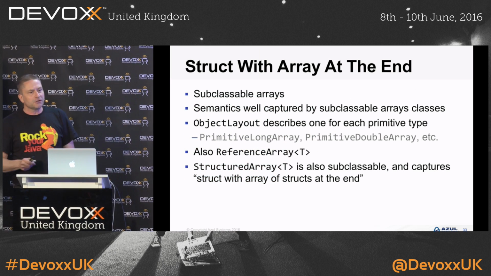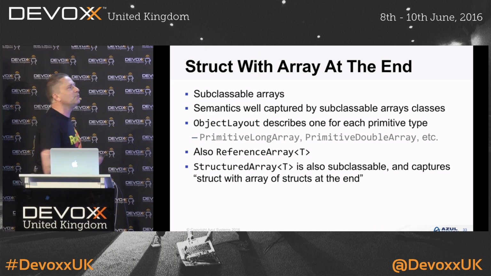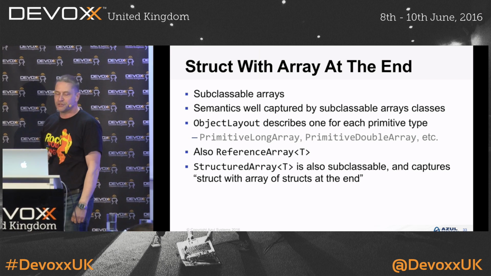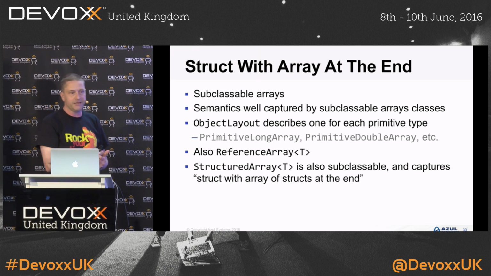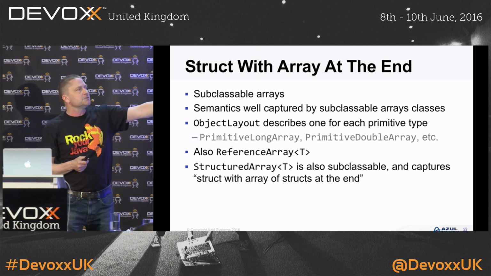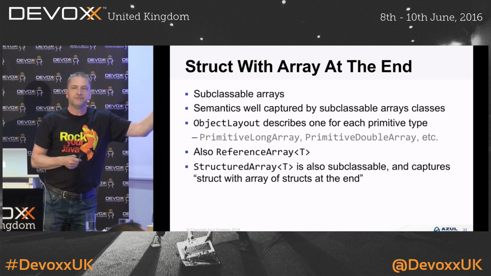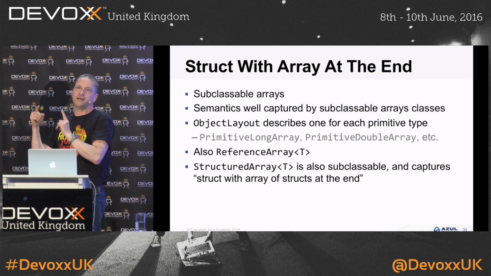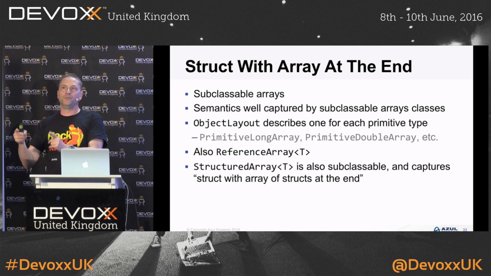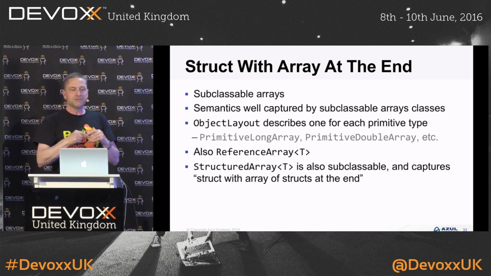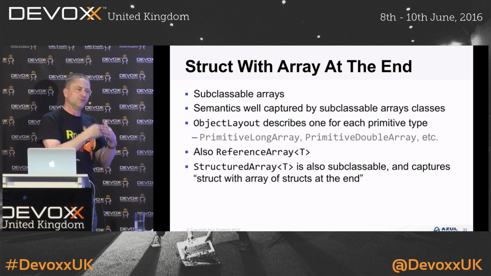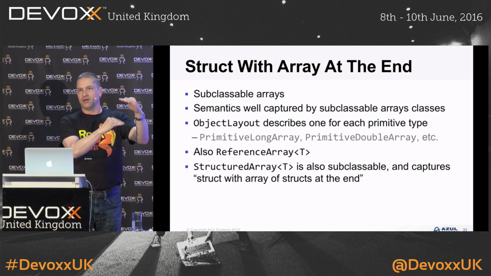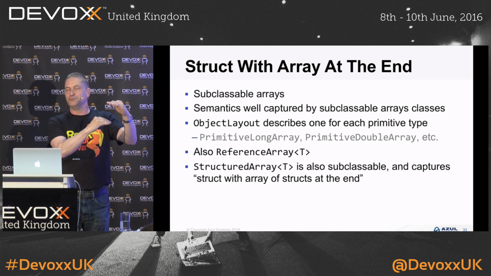If we look at a struct with an array at the end, what we use for this is another set of classes which are part of the object layout library. What this does is it has things like primitive long array, primitive double array, so that we can say these things are going to be in our object, and by using those, again, the virtual machine can intrinsify those and say, okay, you're going to have an array which is sitting at the end of this object.